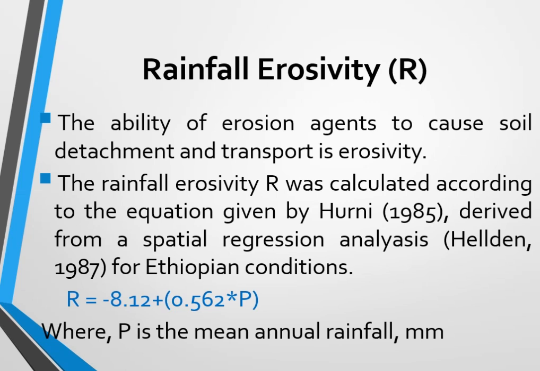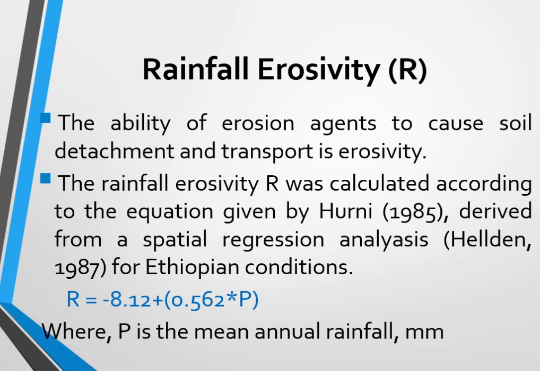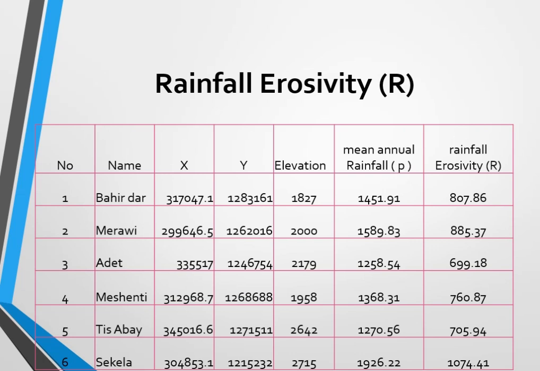As you see here, this universal soil loss equation requires the mean annual rainfall of the surrounding stations in order to determine the rainfall erosivity, and that may make the model very interesting and selected by different researchers. Good. So for this tutorial we have selected around 6 stations. The first one is Bahir Dar, Merawi, Adet, Mashanti, Tisaba and Sakala stations.